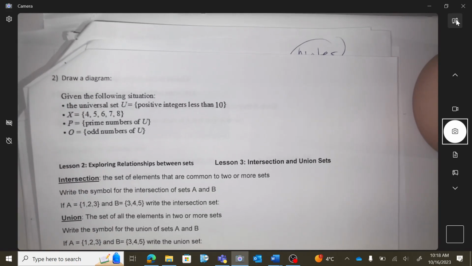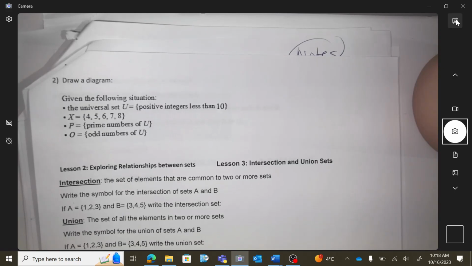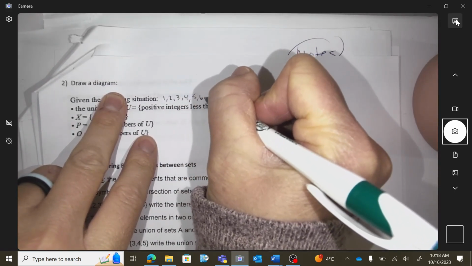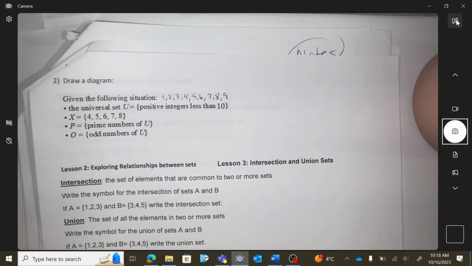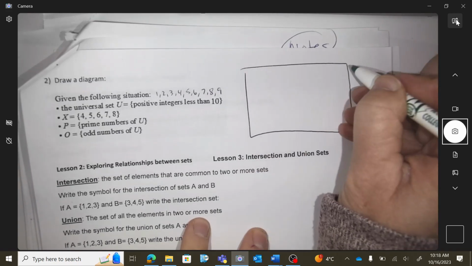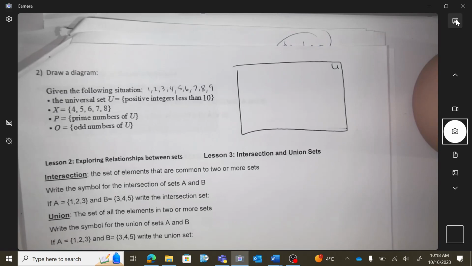Okay, given the whole universe is positive integers less than 10. So should we write them out just so we can see? 1, 2, 3, 4, 5, 6, 7, 8, 9. Those would be the only numbers you can consider. That's the universe. Positive integers, so you can't have 0, no negatives, but you've got to be less than 10. So I need you to draw a big box that will say U, because that's the universe of our numbers.